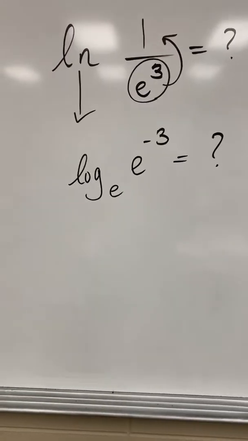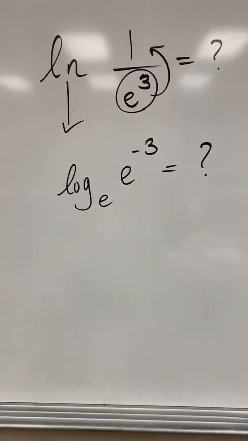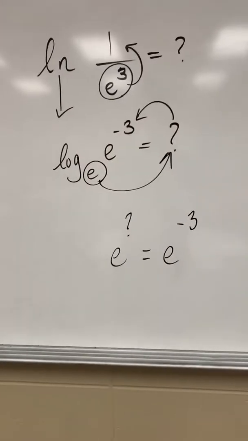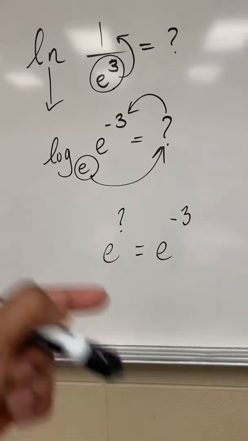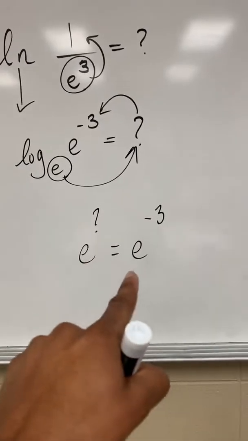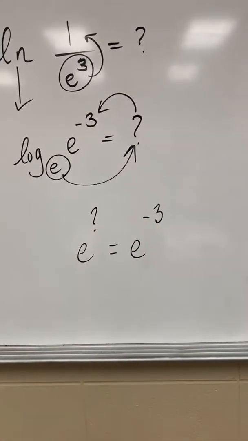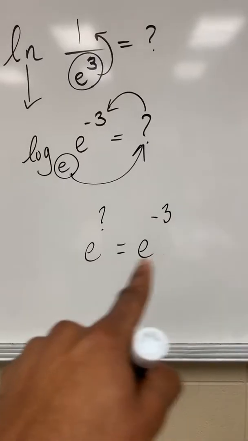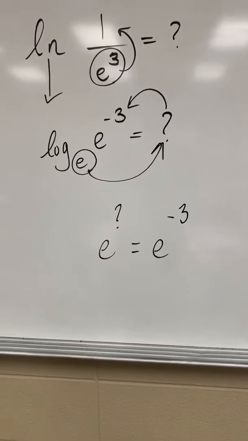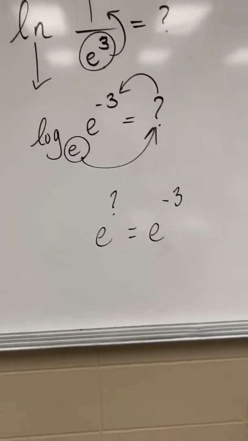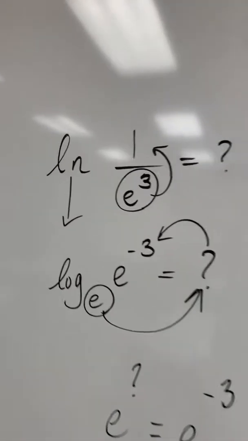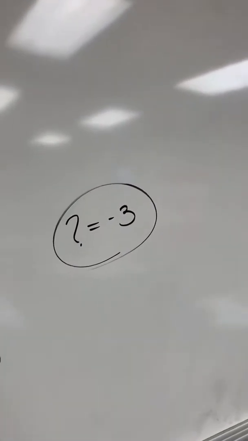And remember, from here on out, it's going to be a circular motion. So e raised to the question mark is equivalent to e to the negative third. There's my conversion. Remember, we went from a log form to exponent form. If these two bases are the same, all you can do is set the exponents equal to each other. So that means the question mark must be equal to -3. So there it is. My question mark is equal to -3. That means this answer is -3.